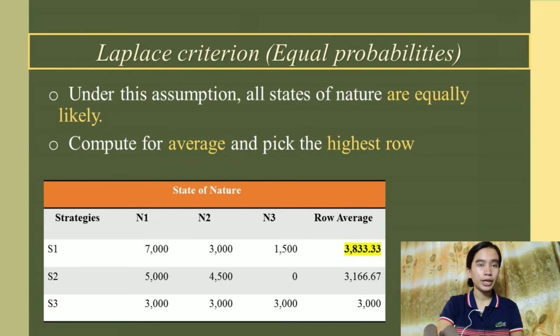Under the Laplace criterion or the equal probabilities, on the other hand, all states of nature are equally likely. So we will compute the average and pick the highest row. Here we add the states of nature 1, 2, 3 and divide by 3, and we get 3,833.33. Strategy number 2, 5,000 plus 4,500 divided by 3 is 3,166.67, and strategy 3, 3,000 divided by 3, is 3,000, of which the highest is strategy 1, which we will choose.